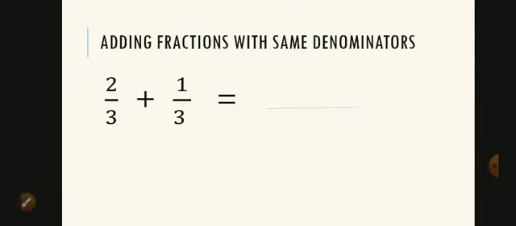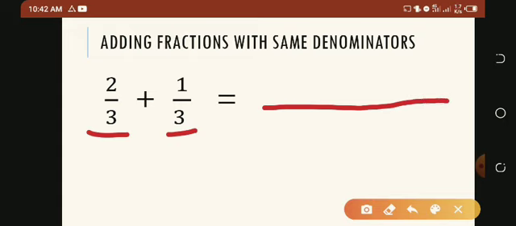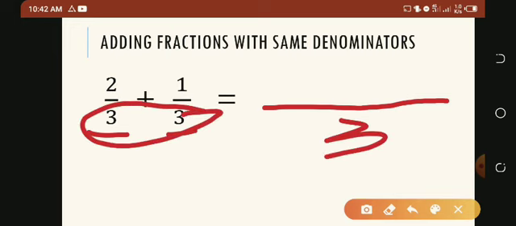So this is the first example we have. 2/3 plus 1/3. They have the same denominator, 3. Because they have the same denominator, it's a cheap sum. So we do not need to find the LCM. The first thing to do is to draw your line. I've already drawn mine. You draw your line, and then under you pick the common denominator, which is 3.